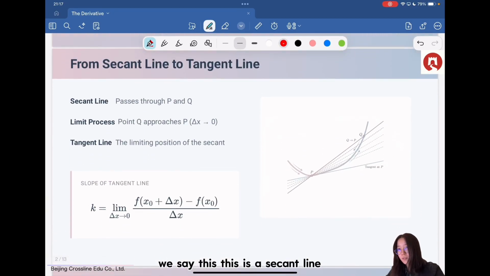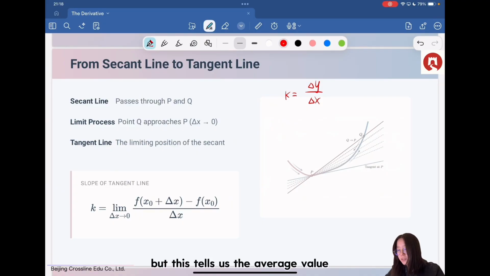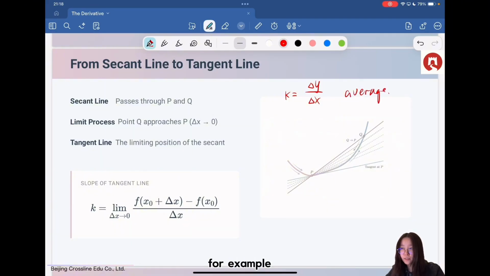We say this is a secant line, and we can calculate the gradient of this straight line, that k equals delta y divided by delta x, where delta y is the change in y-axis from P to Q, and so is the delta x, the change in x-axis from P to Q. But this tells us the average value, or the average change. And what if we want to know the instantaneous change at some fixed point, like the point P, for example?